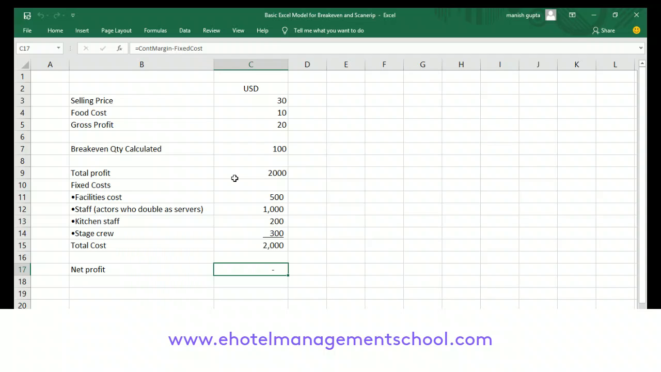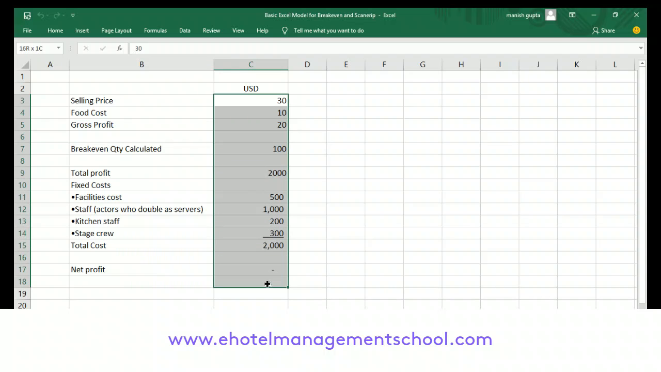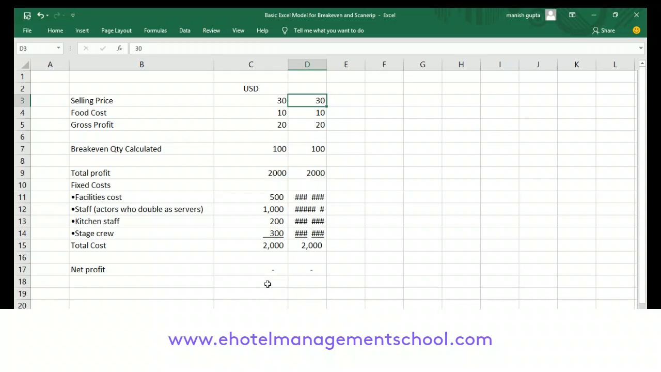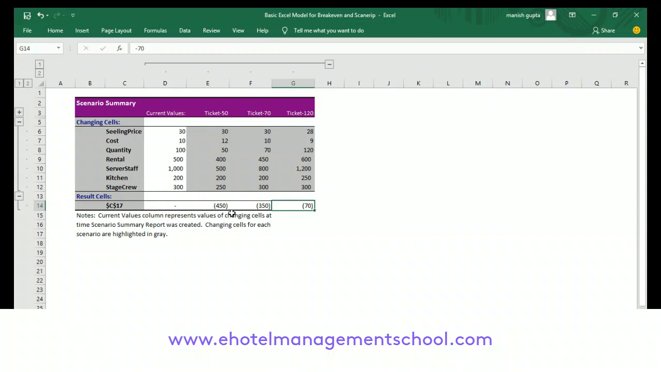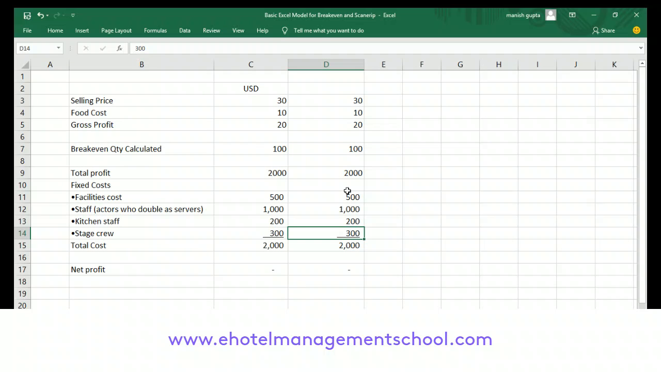Now you can play around with more scenarios as you like, and you could actually just copy and paste. Instead of making a scenario, you could just copy and paste and change the numbers by yourself. That is also possible, to play around with similar numbers. But if you don't want to mess up your original calculations, your original sheet, you can use the scenario manager. So this is how we can play around with the different numbers.